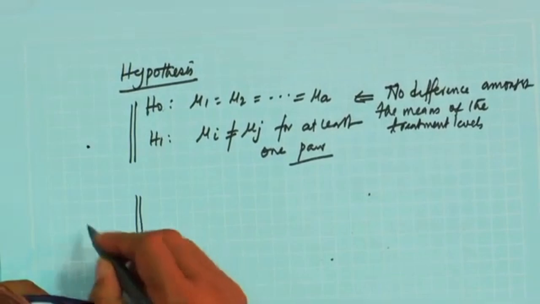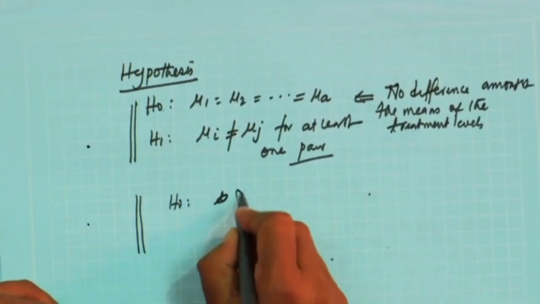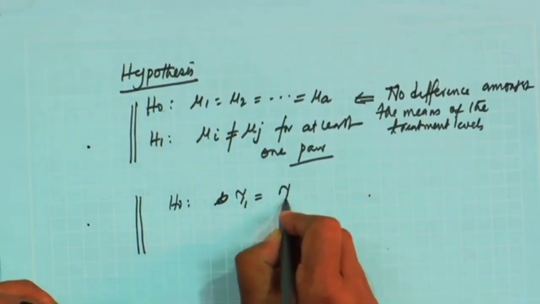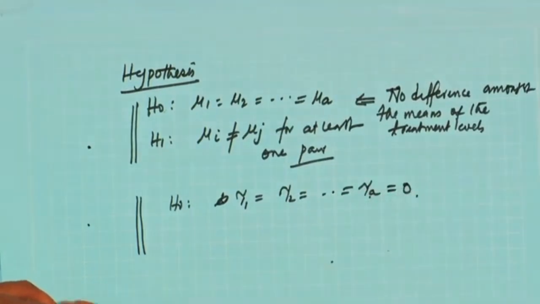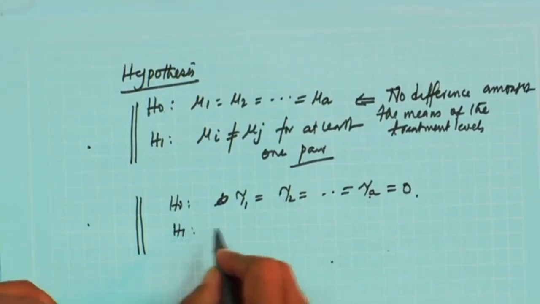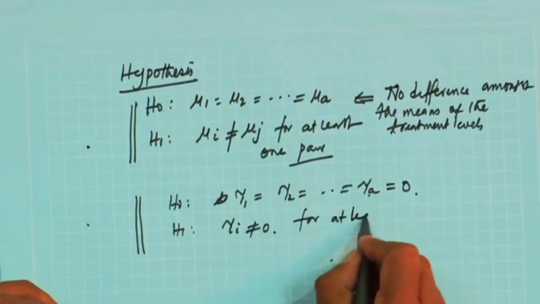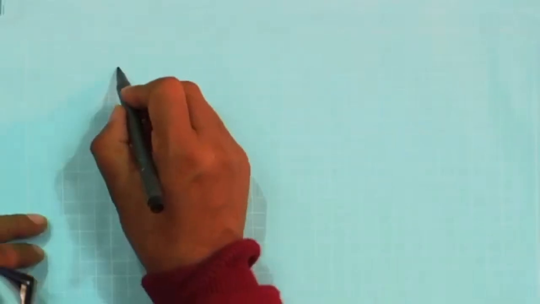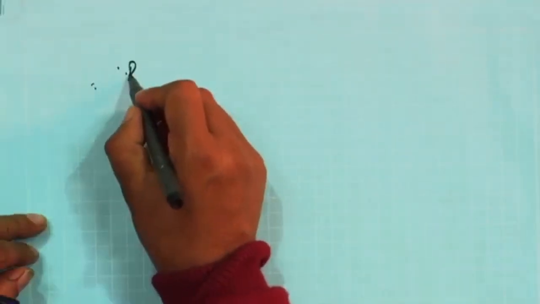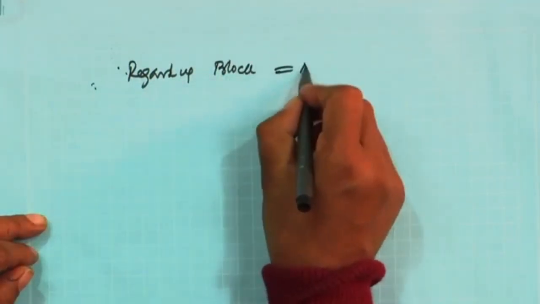Suppose you want to use the hypothesis for the treatment effects, then you write correspondingly tau 1 equal to tau 2 dot dot dot equal to tau a equal to 0. And the alternate one is tau i not equal to 0 for at least one i. But please remember, we are not making any hypothesis regarding block, no hypothesis.